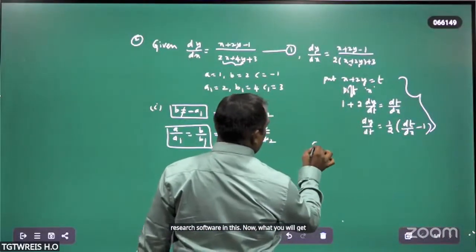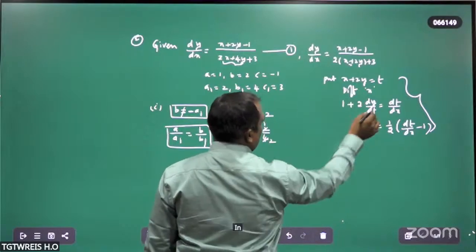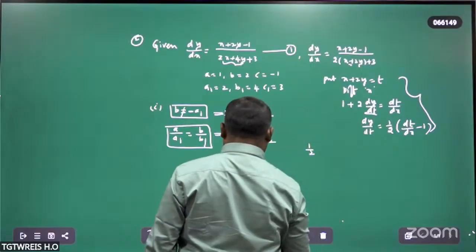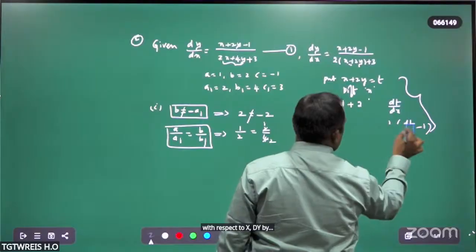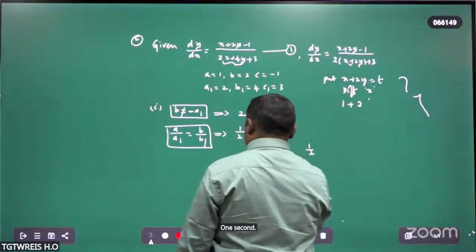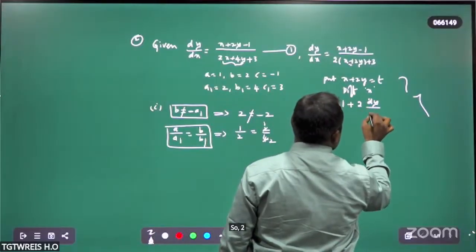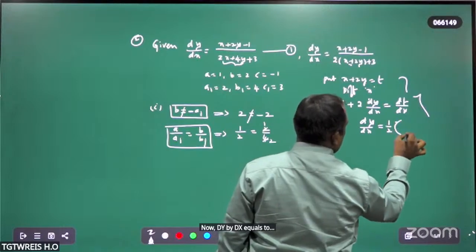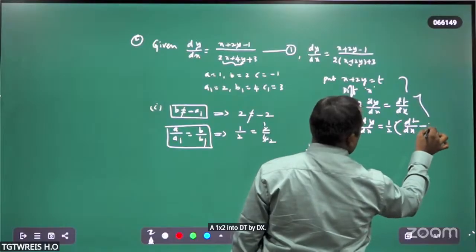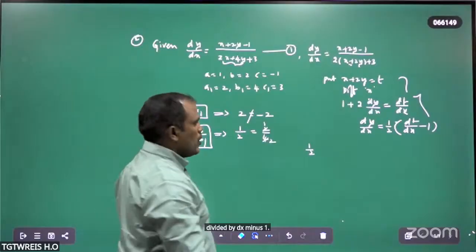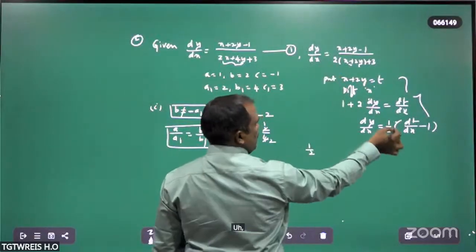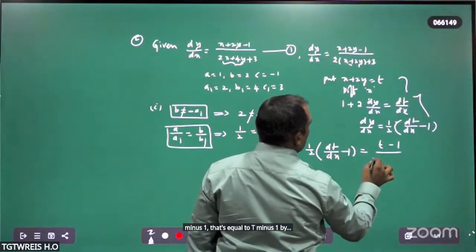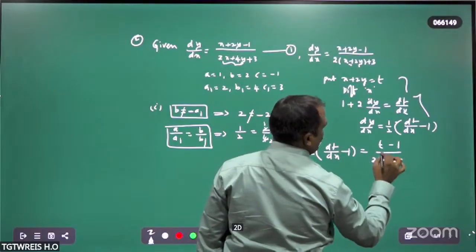By using these values we should substitute in the equation. In place of dy by dx I can write 1 by 2 into (dt by dx minus 1), and that equals (t - 1) by (2t + 3).